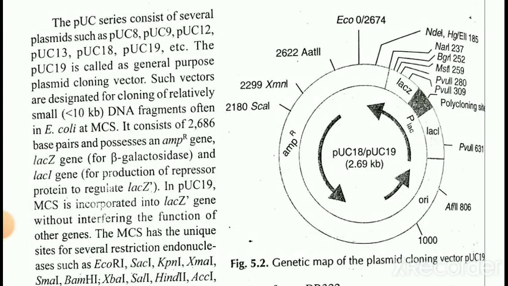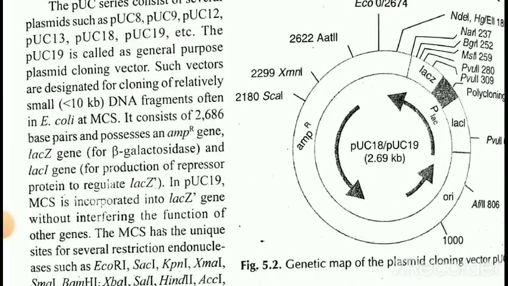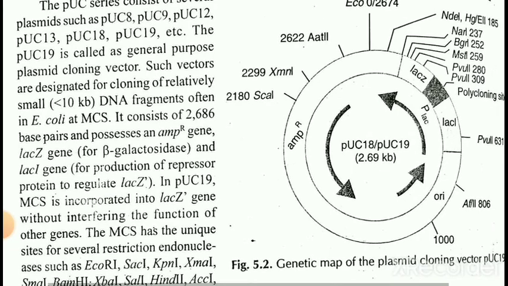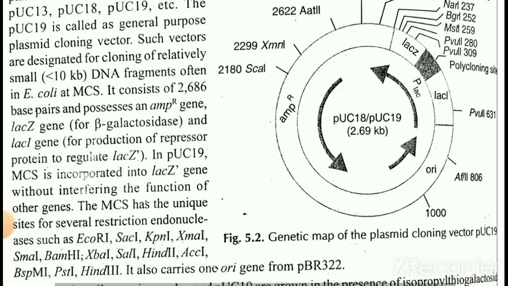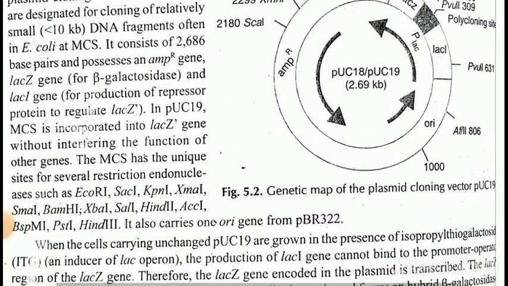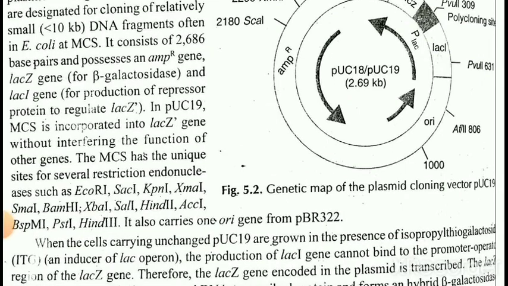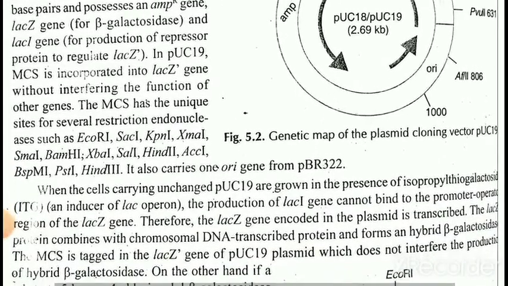It consists of 2,686 base pairs and possesses an AmpR gene, a lacZ gene for beta-galactosidase, and a lacI gene for production of a repressor protein to regulate lacZ. In pUC19, the MCS is incorporated into the lacZ gene without interfering with the function of other genes. The MCS has unique sites for several restriction endonucleases such as EcoRI, SacI, KpnI, XmaI, SmaI, BamHI, XbaI, SalI, HindIII, AccI, BspMI, PstI, HindIII. It also carries one ori gene from pBR322.